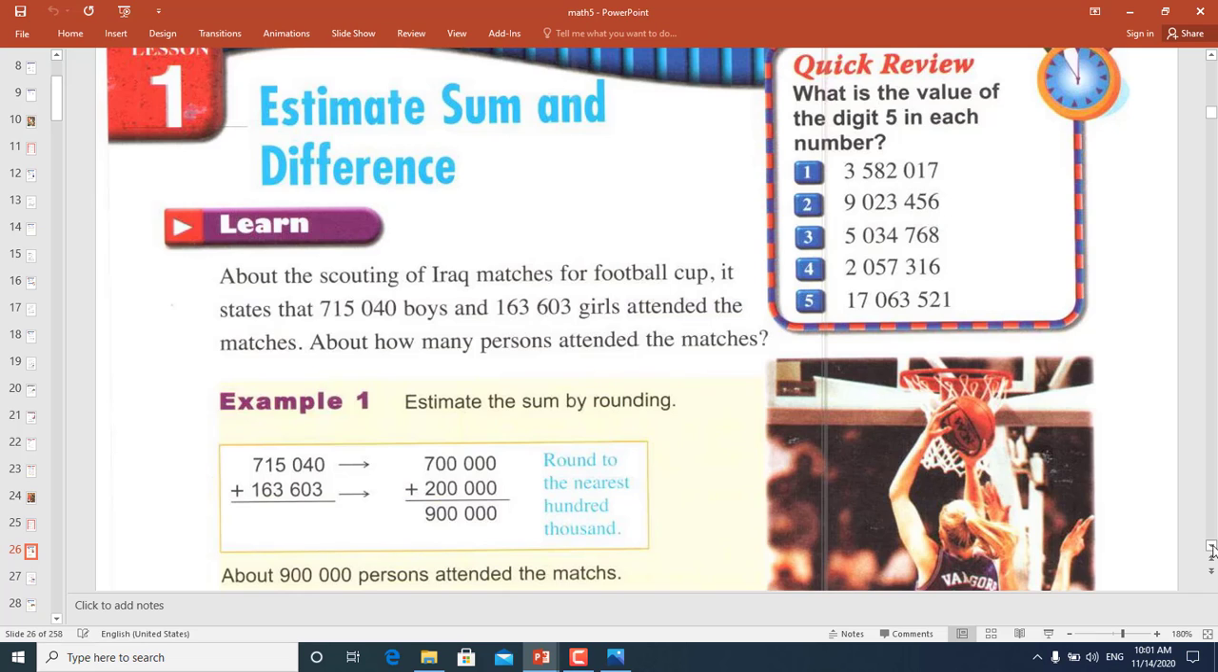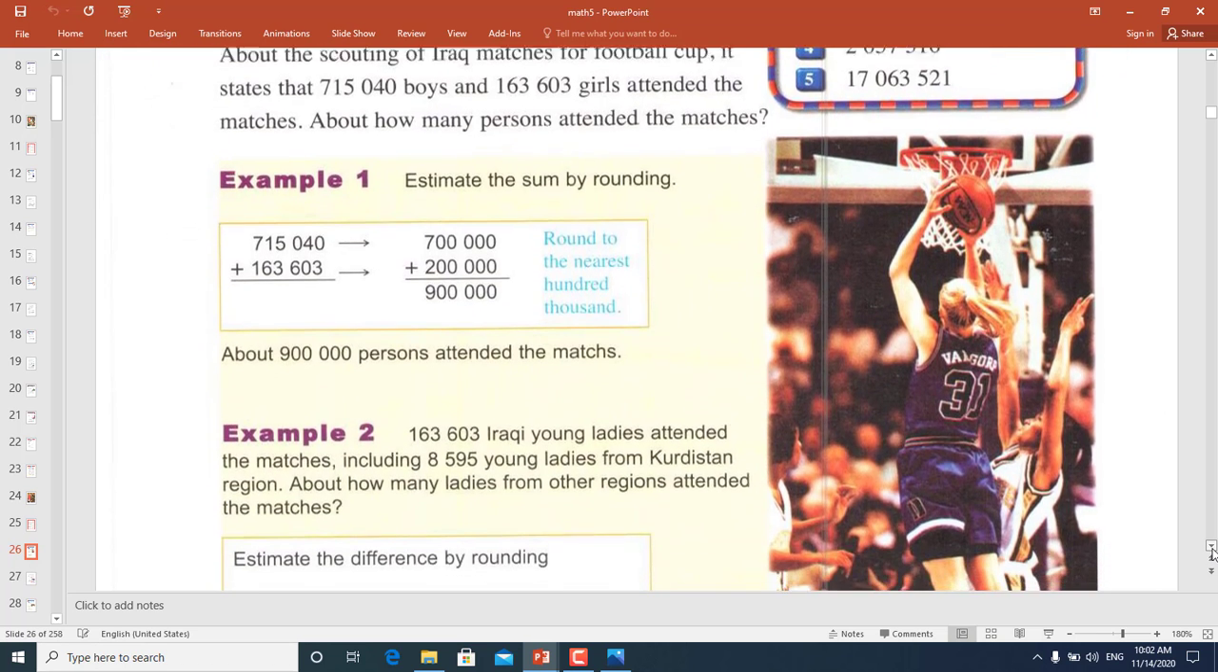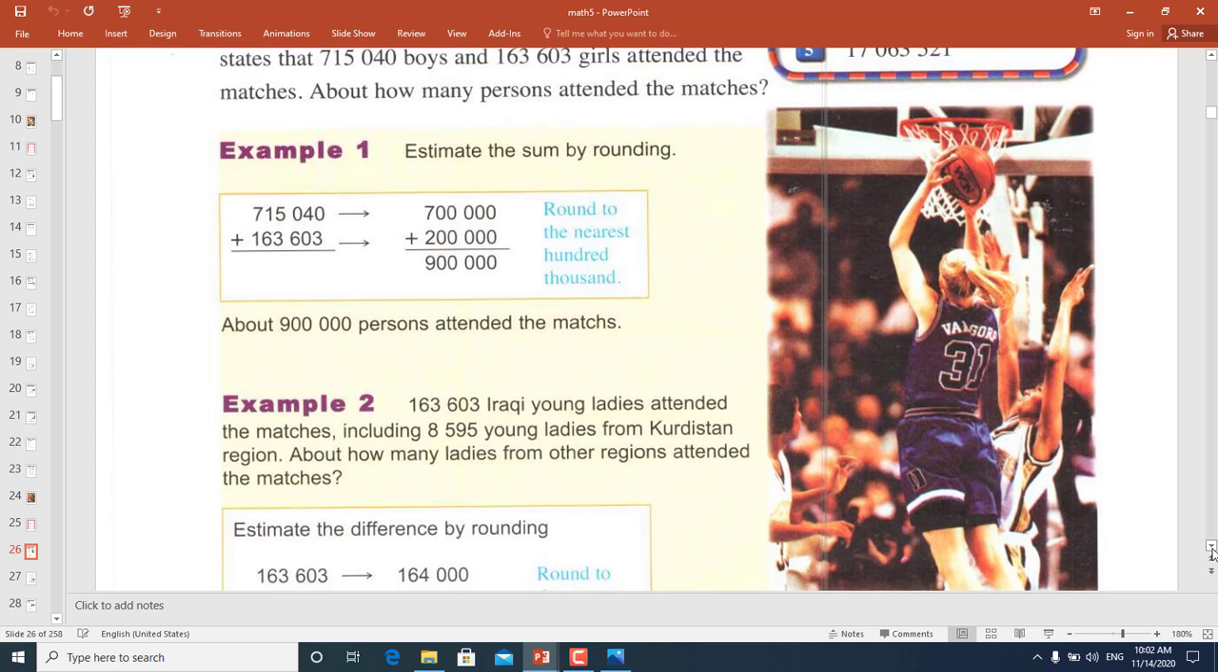So the first subject is about estimate, sum, and difference. Estimate means when you add or subtract numbers, we don't need the exact answer, we find the near answer. So from estimation, we will use rounding to find the estimation. From there we have two examples. Example one is about addition, example two is about subtraction.